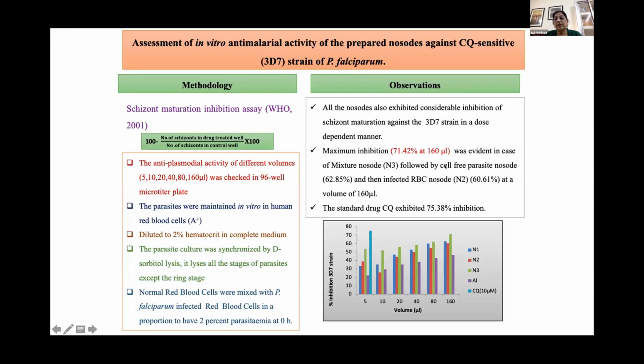So we found that 71.4% inhibition was obtained when the volume of the nosodes used was 160 microliter. And this was in the case of the N3 nosode, which was followed by 62.85% inhibition when we used the N2 nosode, and 60.61% when we used the N1 nosode. With the standard drug chloroquine, we found the inhibition was 75.38%, which was quite good as compared to this N3 nosode. Inhibition was very good if you compare it with the standard drug chloroquine.